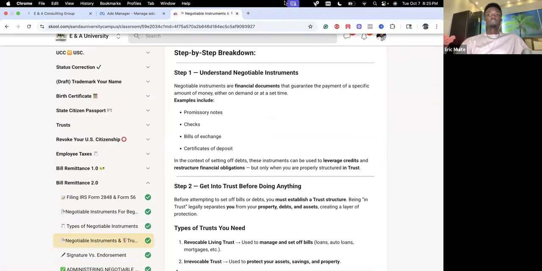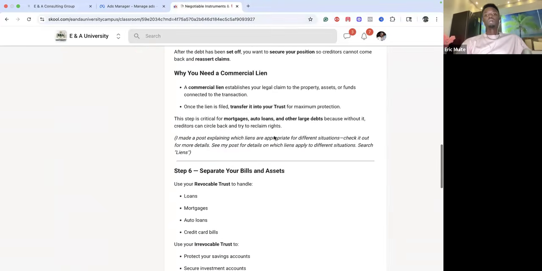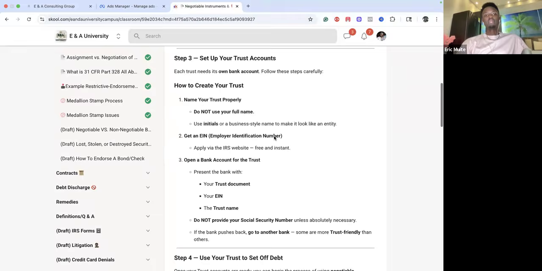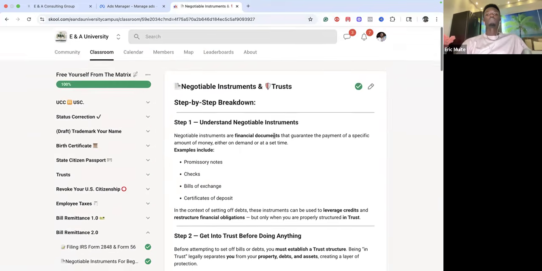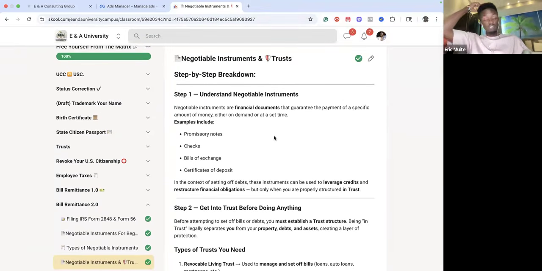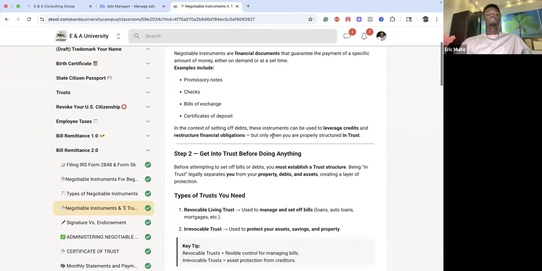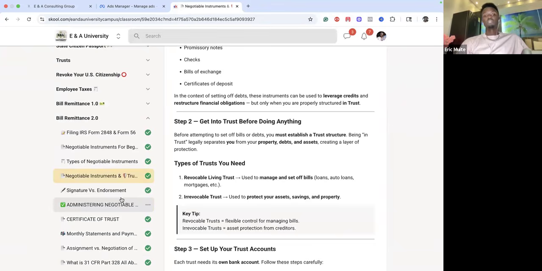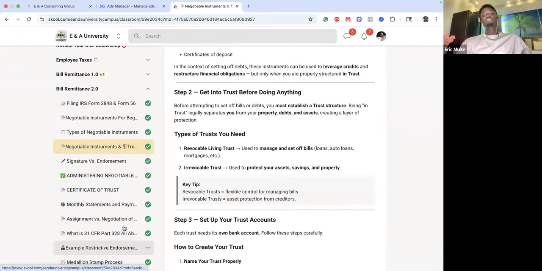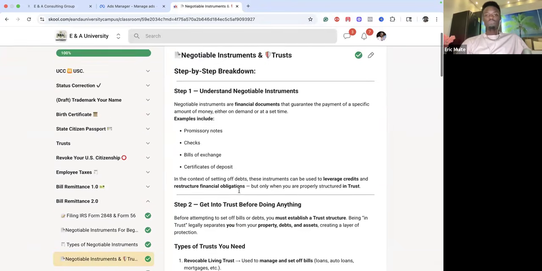So for the next module, guys, what we're covering here, and I will end it here for this call, is the negotiable instruments and trusts, because we're covering everything so far, and I'm going to do a second call continuing. It's a continuation of the rest, and then we'll get into some real live examples here at the end.